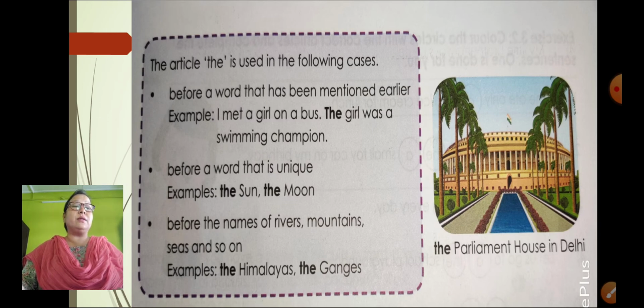We use the when it is clear which person, place, animal or thing is being referred to. We use the when there is only one such thing. For example, the moon, the sun. Examples are already given there in the book: the Himalayas, the Ganga. Clear, children? The articles. So children, read your textbook. Everything is given there. Okay?